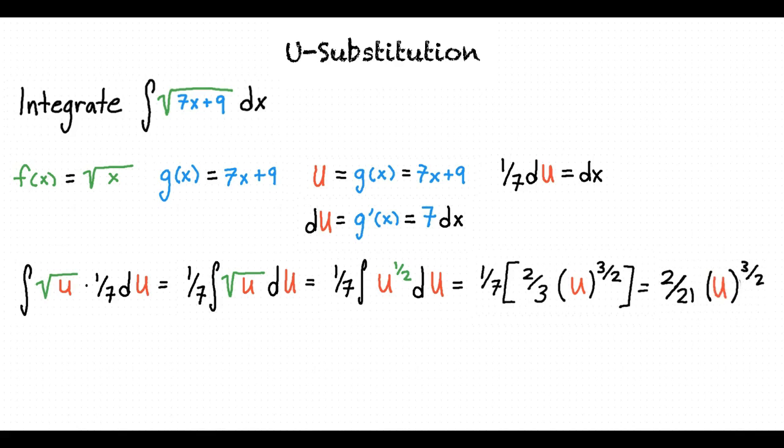Simplifying this and substituting 7x plus 9 in for u, we will get our final answer of 2 over 21, 7x plus 9 to the 3 over 2 power.